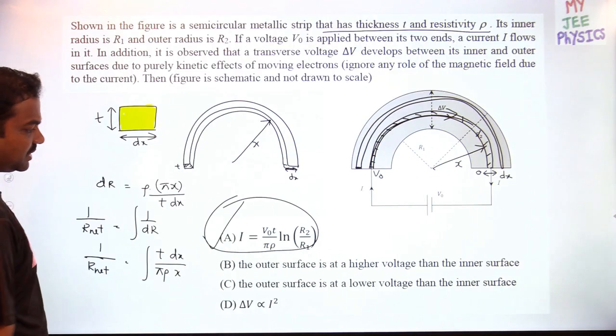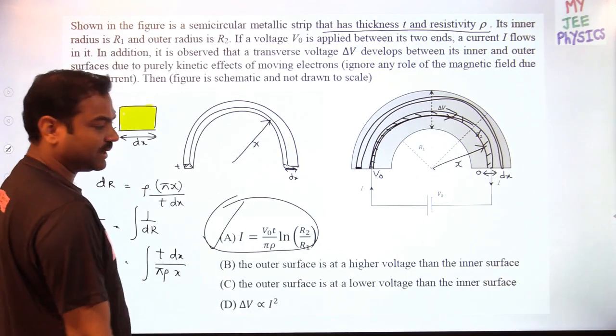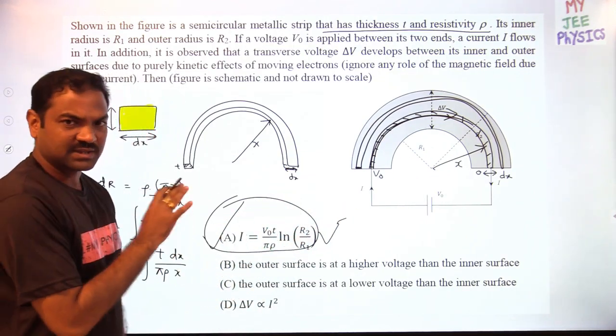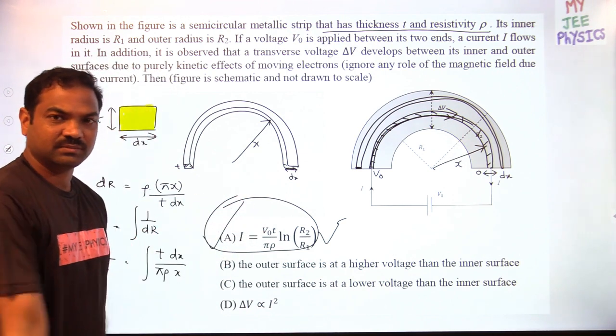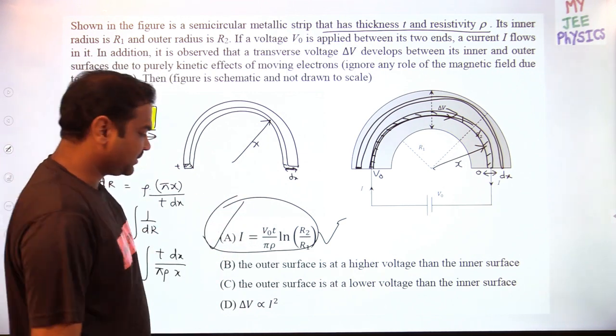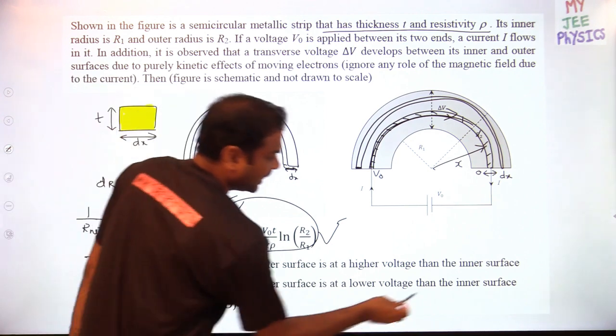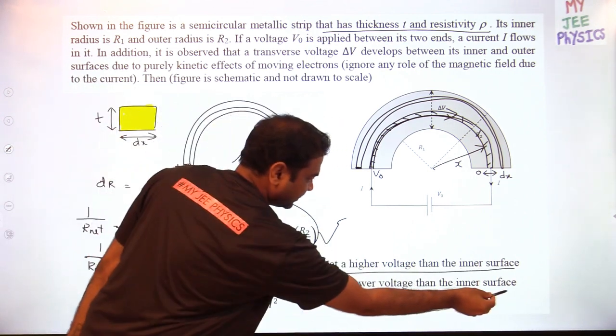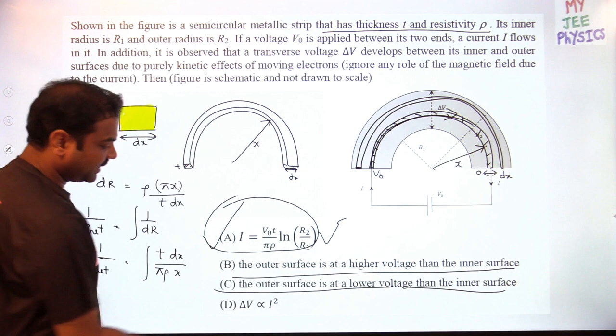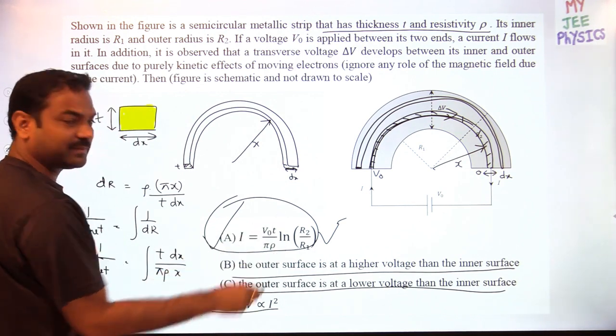You will get the first option, V naught t by pi rho into ln R2 by R1. I think most of the people answered this question, particularly this option, because it seems to have partial marking. Now I think most of the people got stuck over here, on the B and C options, even the D option also. First of all, let us go with B and C.